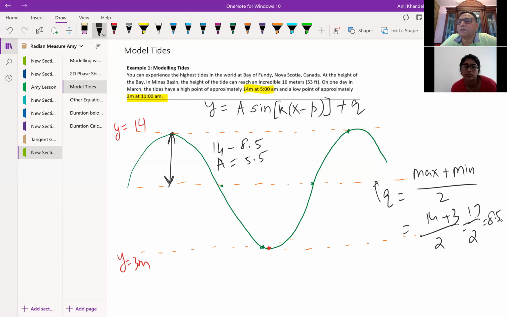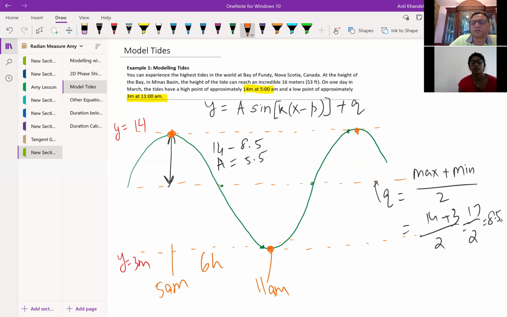Now we have to look for K, the time period, right? We are given two times here: when it is the maximum and when it is the minimum, correct? The first time is 5 a.m. The second one is at 11 a.m. Now, this is only half the cycle. The full cycle is right here. If you look at maximum and minimum, we are only looking at half the cycle. So half the cycle is how many hours? 6 hours. So time period T is basically 2 times 6, that is the full cycle, so it'll be 12 hours.